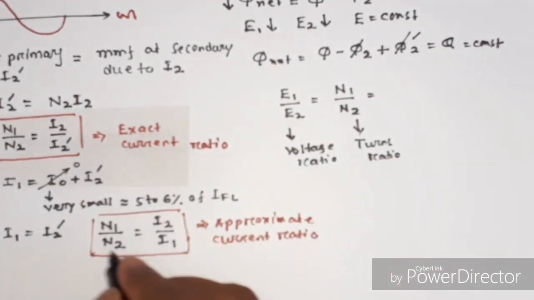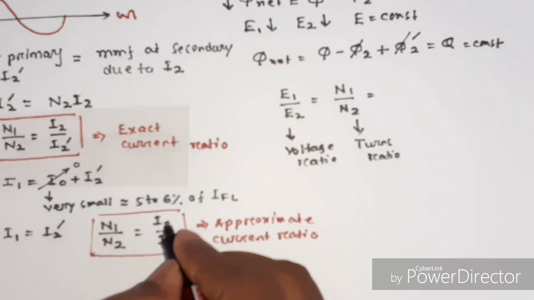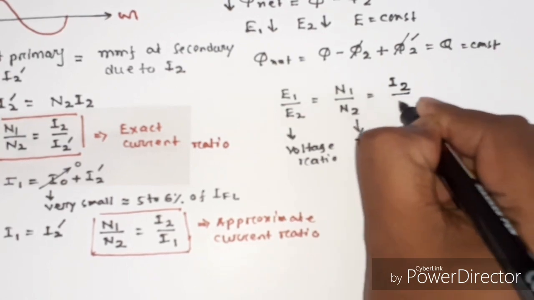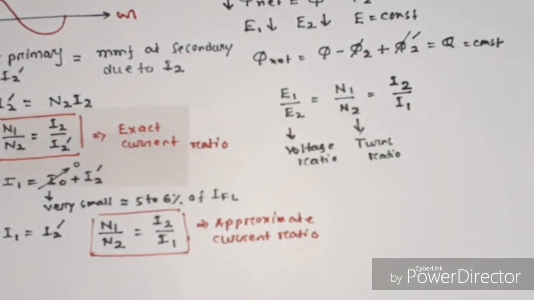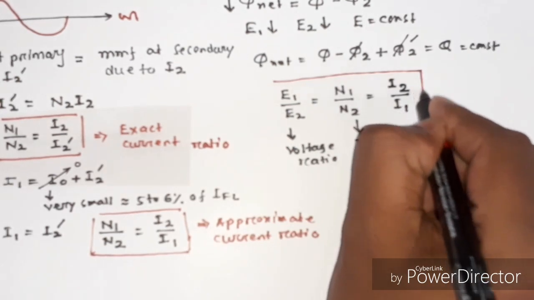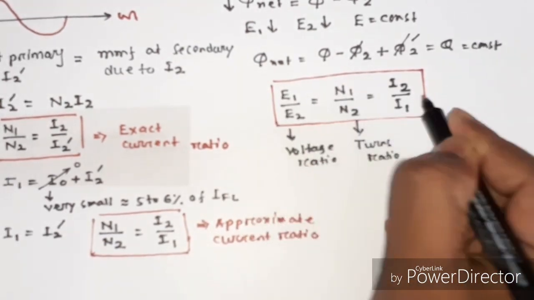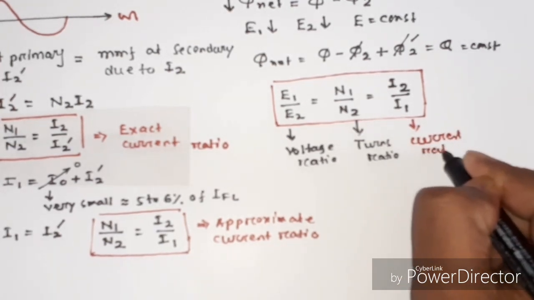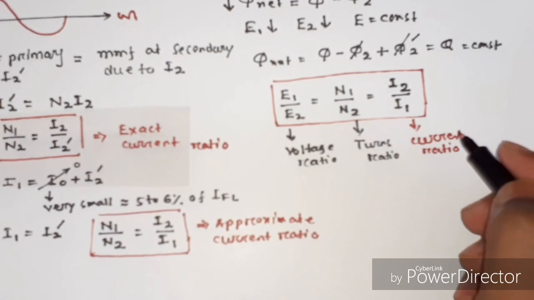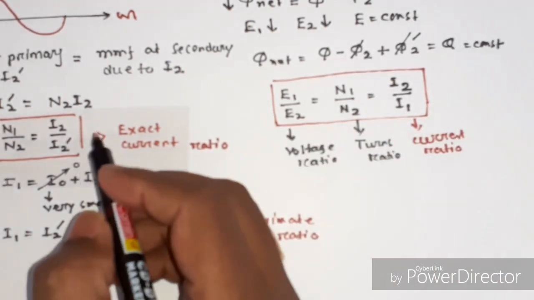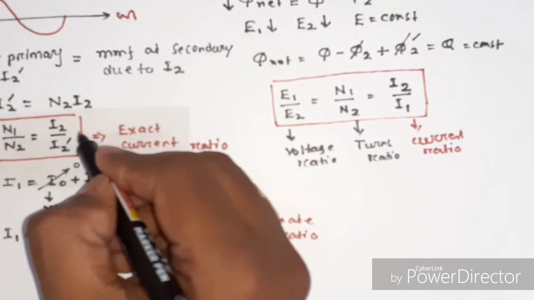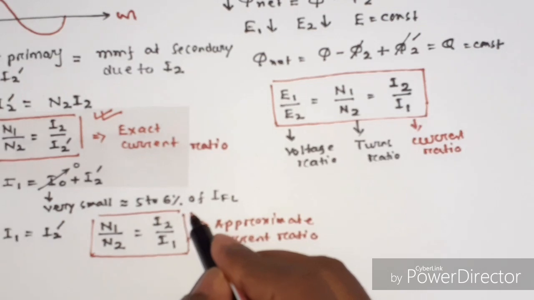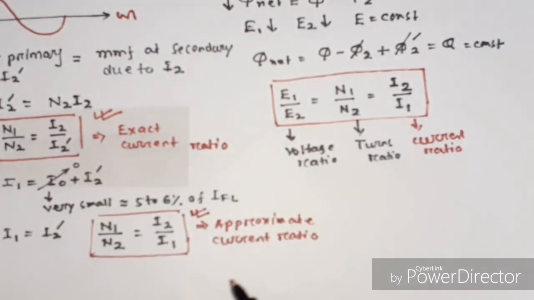Now we have derived another relation, N1 by N2 equal to I2 by I1. Therefore, we write down this is I2 by I1, and this is the current ratio. If we have to find out the exact current ratio, then we have to use this formula. If we have to find out the approximate current ratio, then we use this formula, depending upon your numerical data.